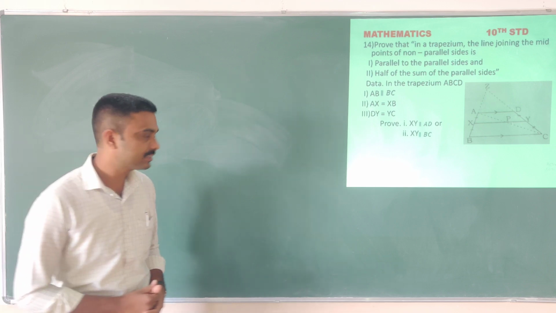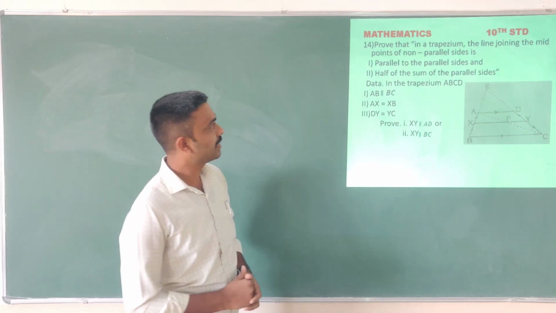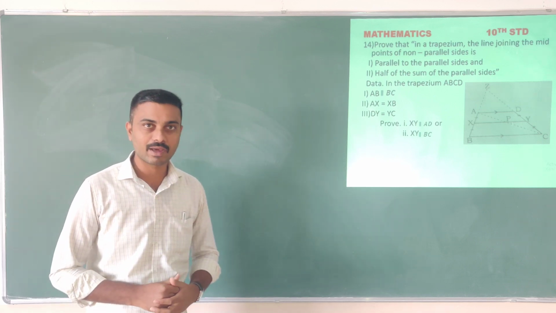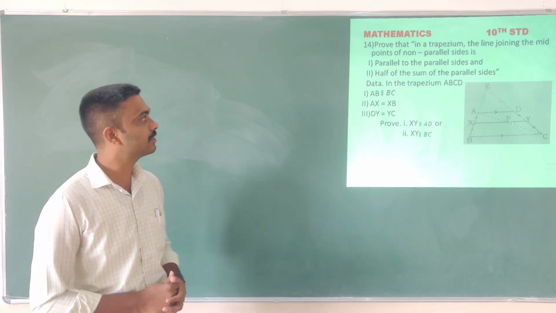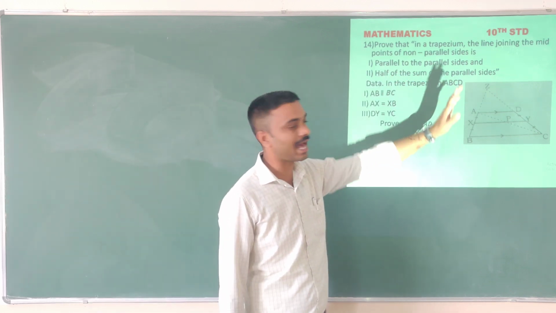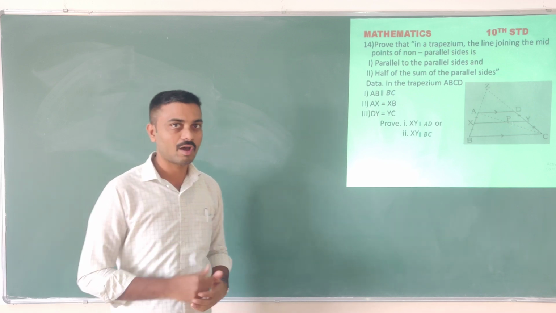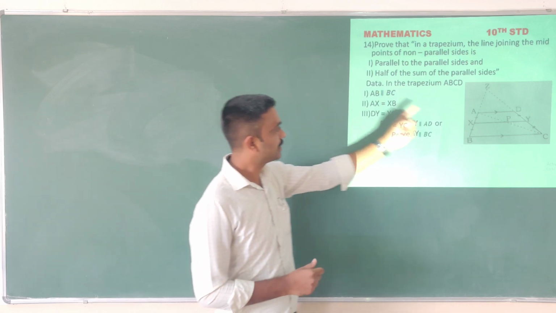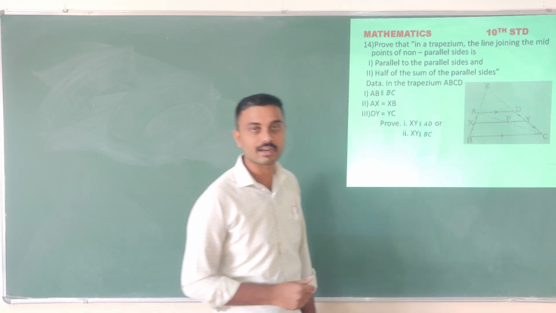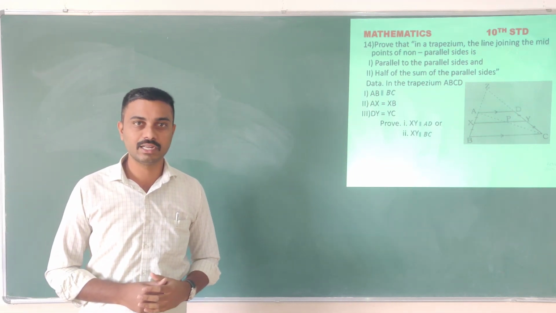Now let us discuss the next question in geometry. Prove that in a trapezium, the line joining the midpoints of the non-parallel sides is parallel to the parallel sides and half of the sum of the parallel sides. A very simple problem in geometry, in quadrilaterals. That is, the line joining the midpoints of the non-parallel sides in a trapezium is parallel to the two remaining parallel sides of the trapezium.